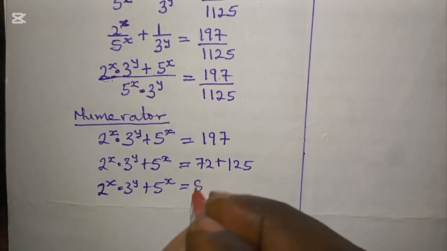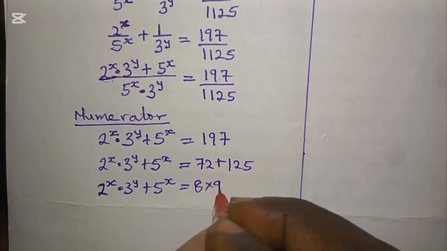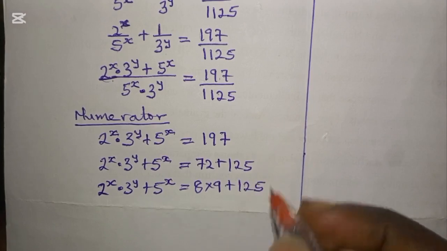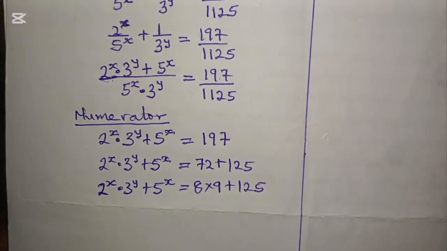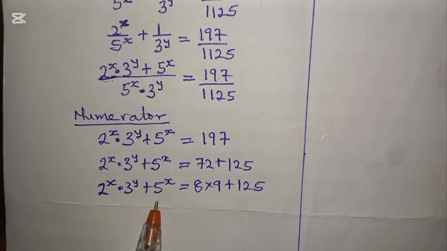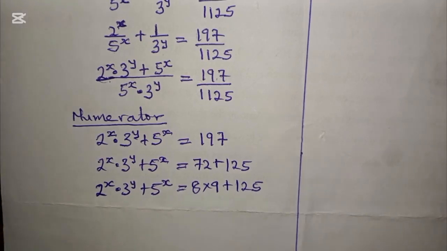72 can also be written as 8 times 9, plus 125. Okay, what we are trying to do here is to make sure the bases here, which are 2, 3 and 5, you can also write the right-hand side in the same base. Then we will compare their powers.